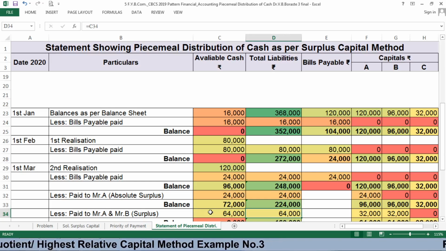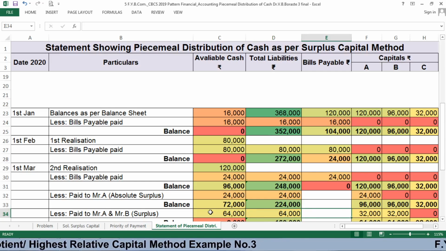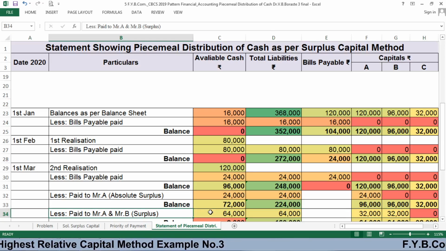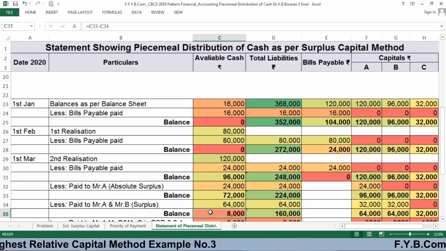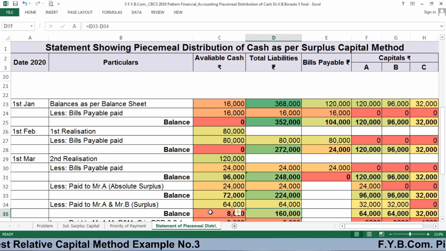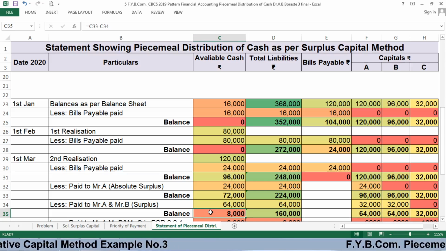Total liability will be reduced by 64,000, and Mr. A's amount will be reduced by 32,000 and Mr. B's amount will be reduced by 32,000. However, C is not getting a single rupee in this step. So after the payment of surplus capital, we still have 8,000 rupees cash, total liability remains 1,60,000, and total capital of A is 64,000, B is 64,000 and C's capital is 32,000.